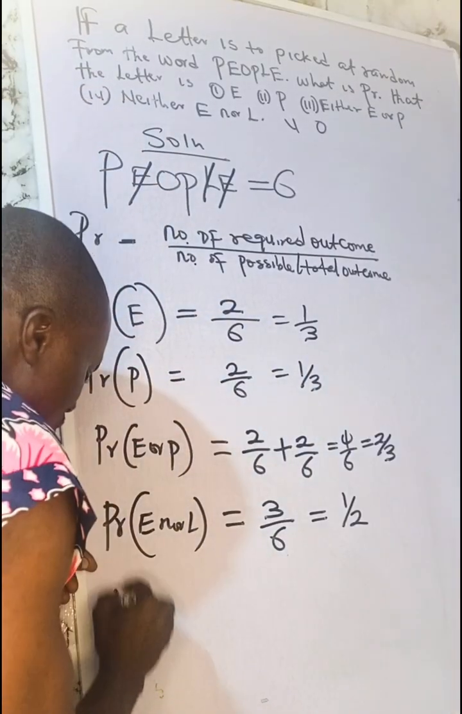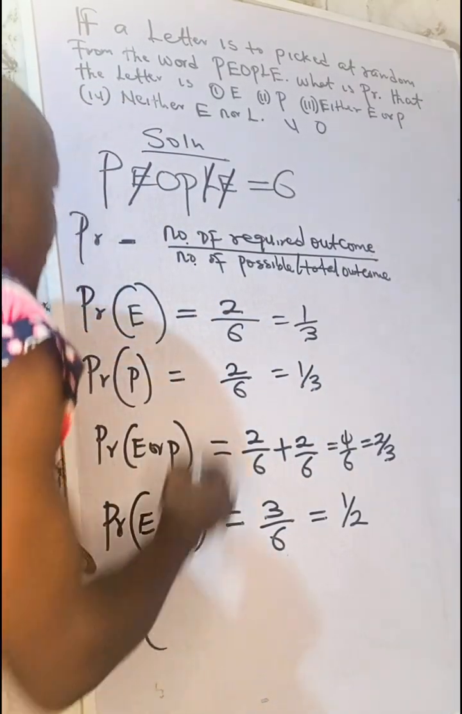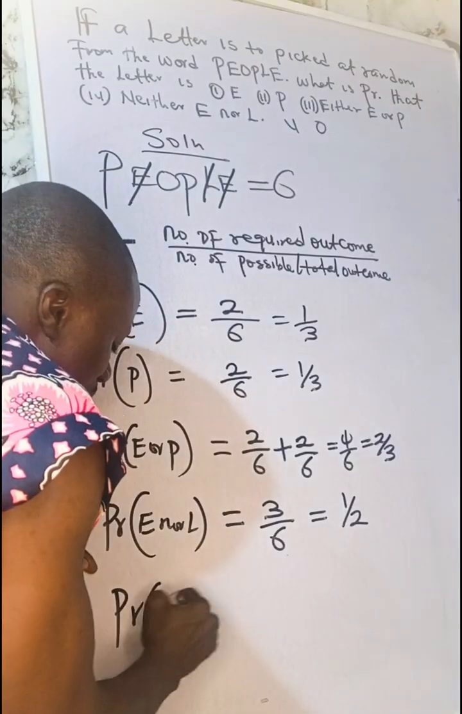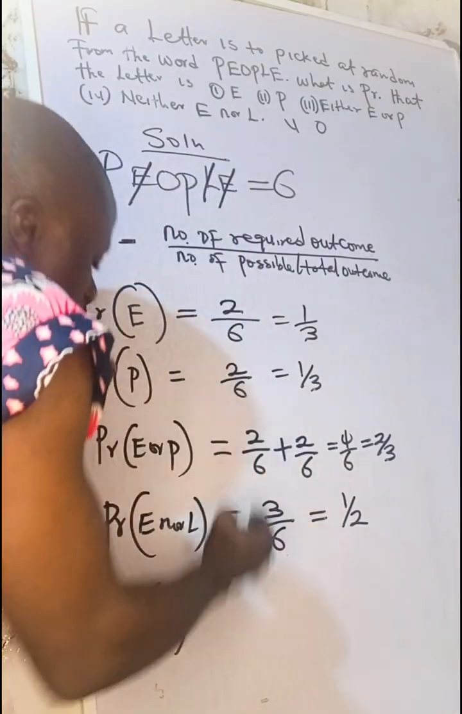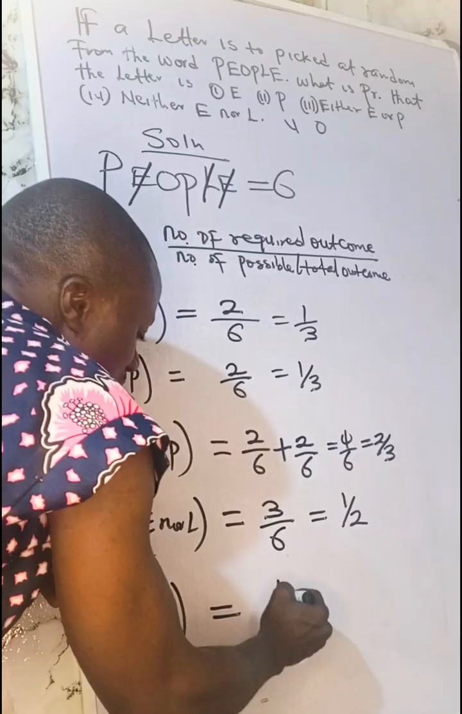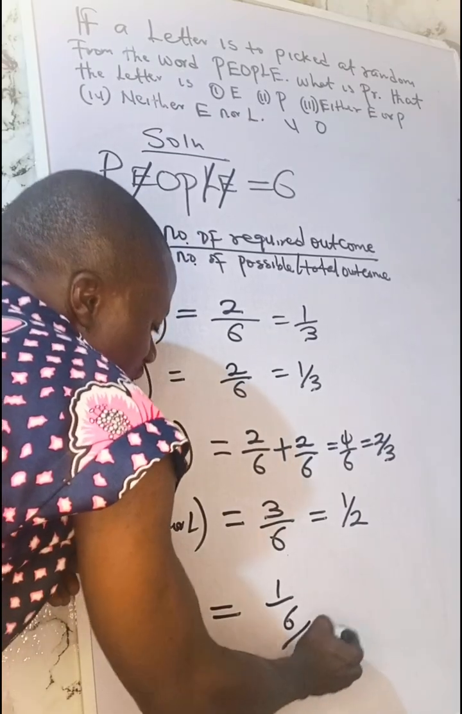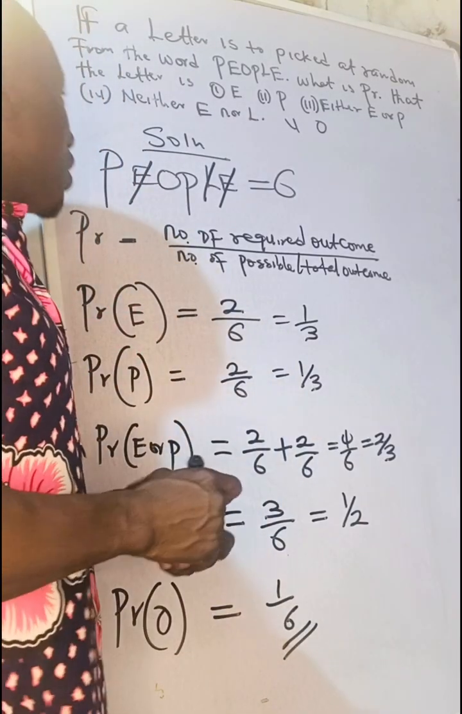Then finally, the last question, probability of picking letter O. There is just one O in the word people. It will now be 1/6. These are the answers to the question.